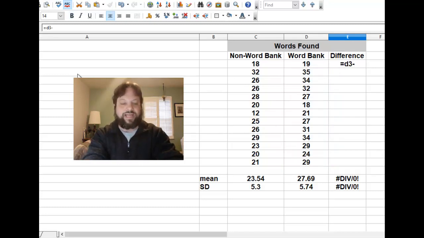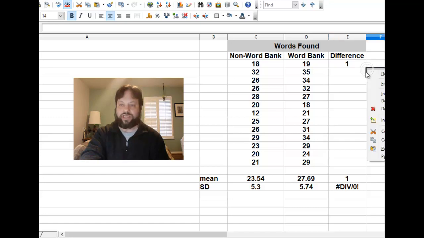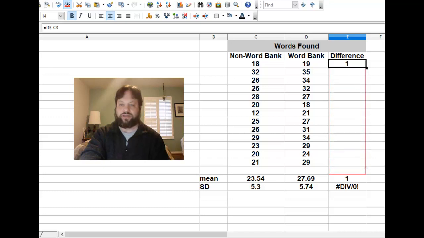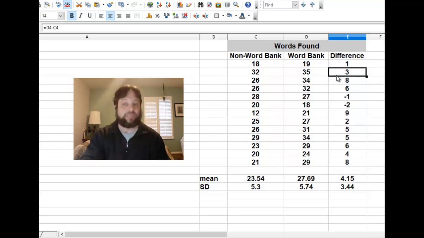Now, of course, if we look at the first subject here, they went from 18 words to 19 words, which is, of course, a difference of 1 word. All right? What happened with the second person? Well, clearly they went up by what looks like 3 words. And if I can get the spreadsheet to show that for us, maybe I'll get that done here. Maybe. Well, I'll tell you what, I'll just drag them all down. Sure enough, that was 3 words, like we said. This person went up by 8 words, and so on and so on. And you can see that overall, they did go up by 4.15 words on average. And there's our standard deviation.